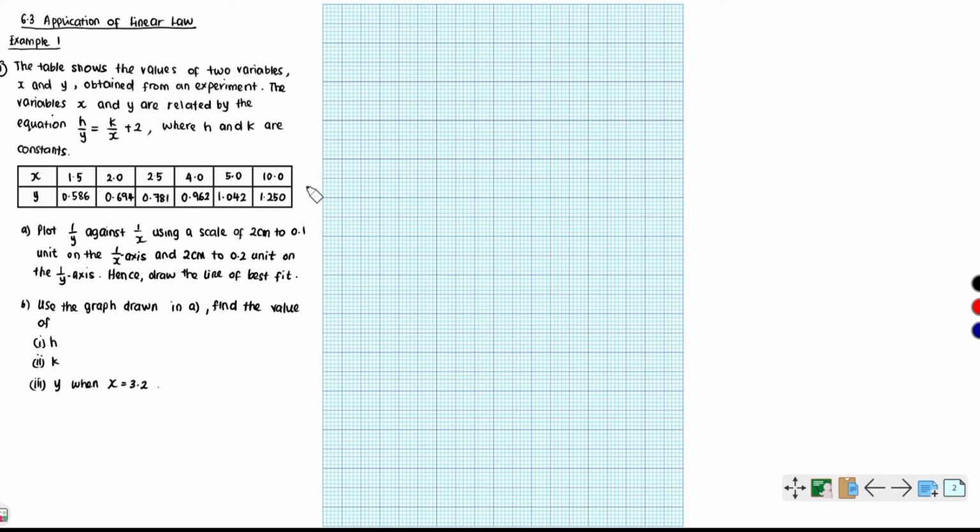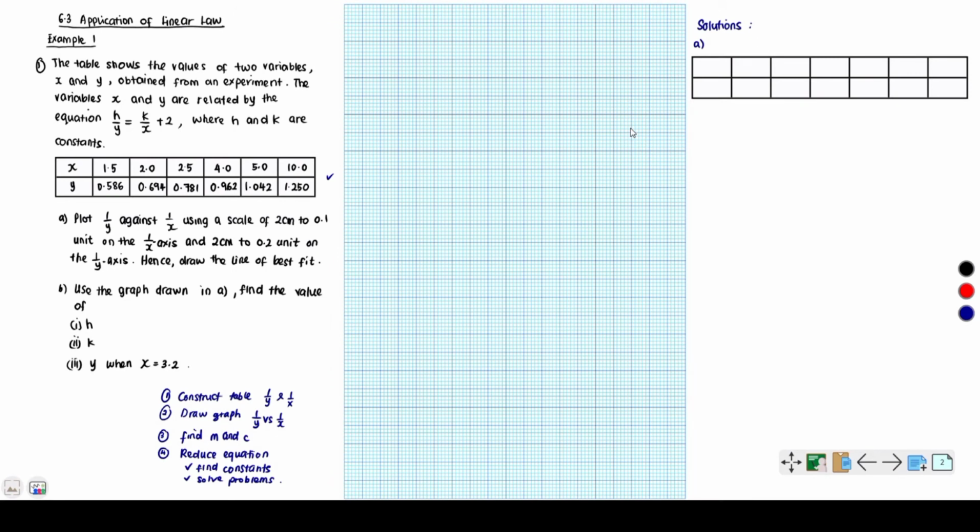So here are the given table x and y, but the question says we plot 1 over y against 1 over x. So we have to construct a table of 1 over y and 1 over x. Second, draw the graph of 1 over y against 1 over x. Third, find the gradient and y-intercept. Fourth, reduce the equation to find the constants and solve problems.